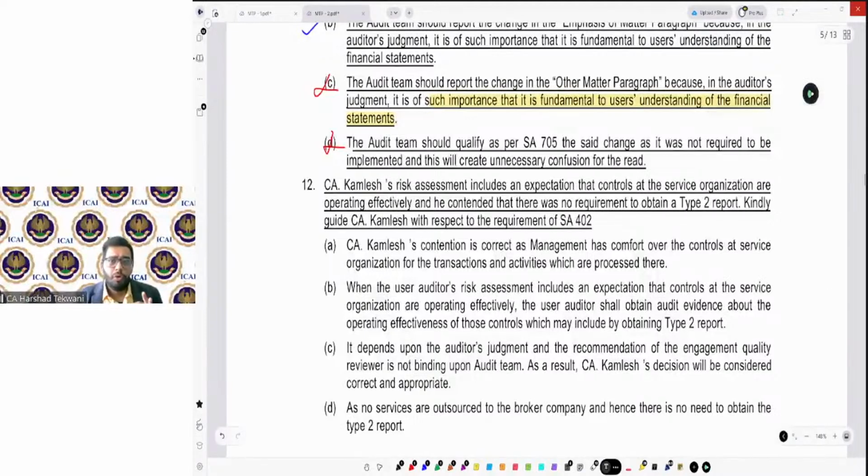Come on, guys. So what are the things that I need to consider, or what are the requirements I need to consider if I want to obtain a type 2 report? In the current scenario, CA Kamlesh's risk assessment includes an expectation that controls at the service organization are operating effectively. With respect to this, if I have such an expectation, is there any requirement as per SA 402?